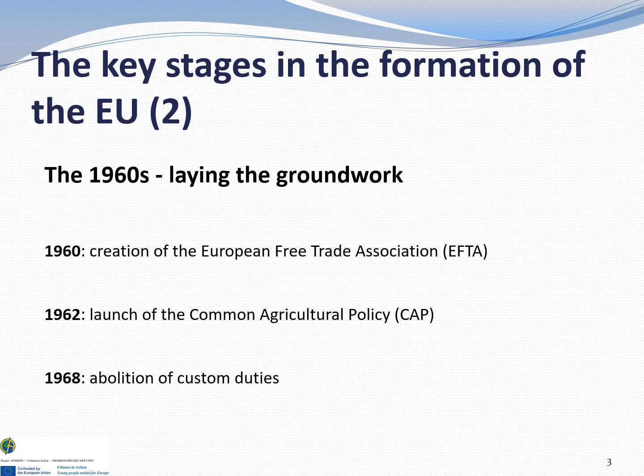The second stage starts from the 1960s. In 1960, the European Free Trade Association was created. In 1962, the Common Agricultural Policy was launched for the first time, and in 1968, we have the abolition of custom duties.